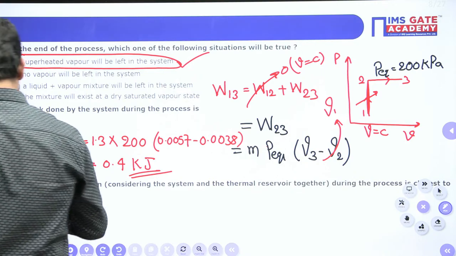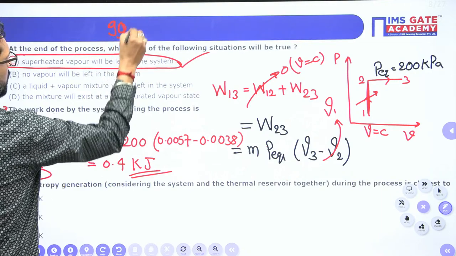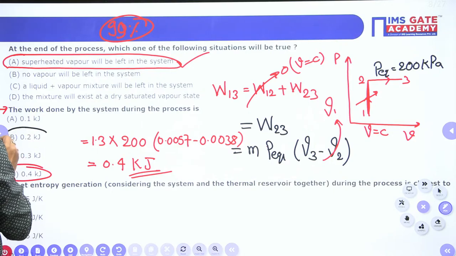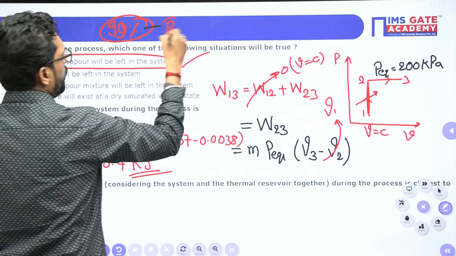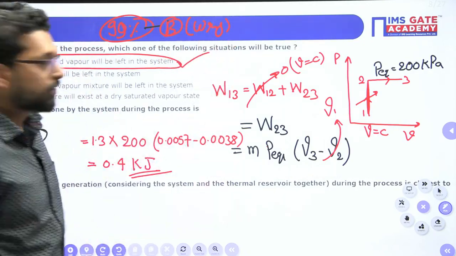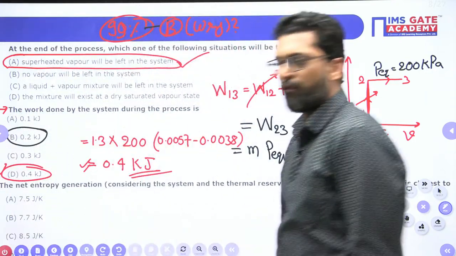And my dear, in the 99% book, the option given is B, which is wrong. Why is it wrong? This is wrong. The actual answer is 0.4 kilojoule.